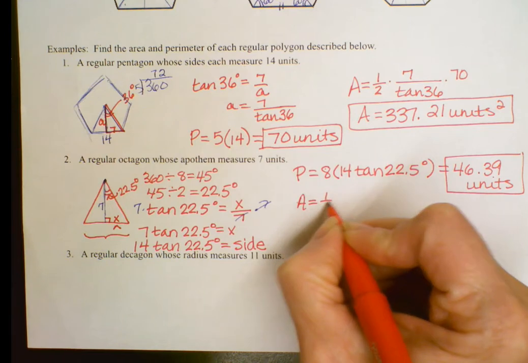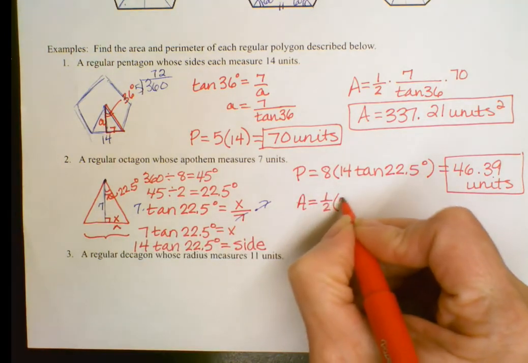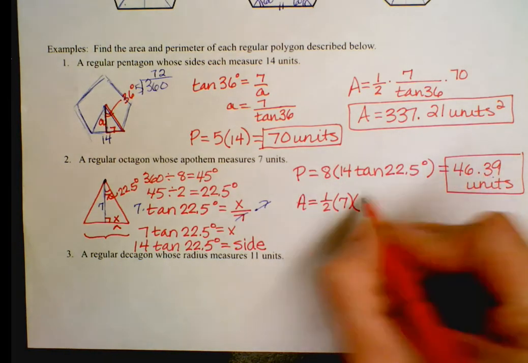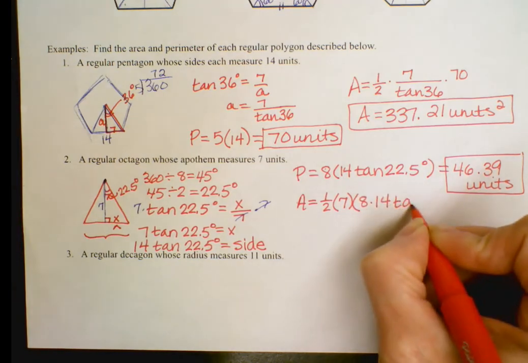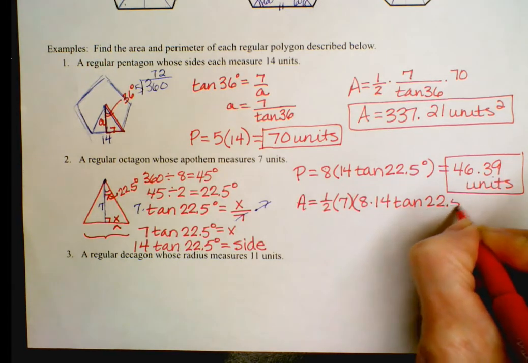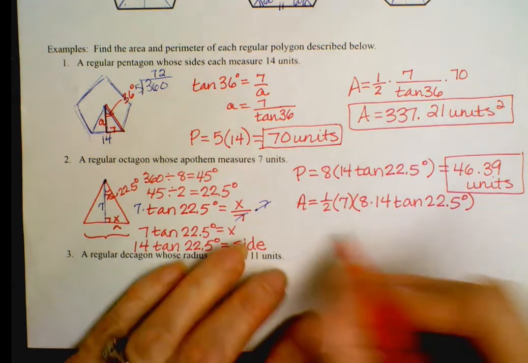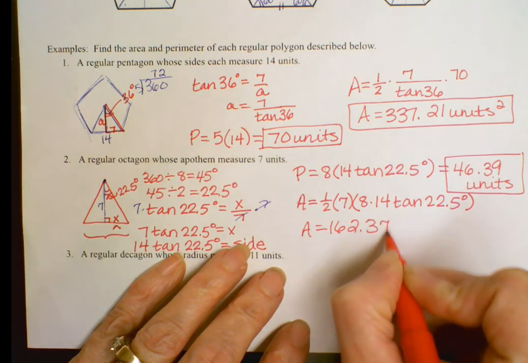Area is 1/2 times the apothem. Remember, the apothem is what was given, 7, times the perimeter. Now here I want to use the entire perimeter, not that rounded value. So 8 times 14 tangent 22.5. So 1/2 times 7 times 8 times 14 times the tangent of 22.5. The area is 162.37 units squared.